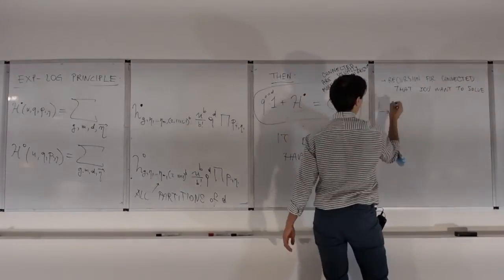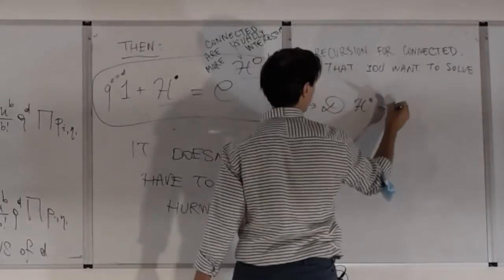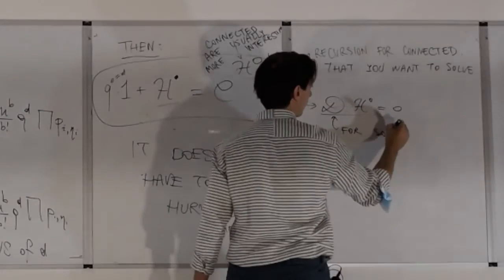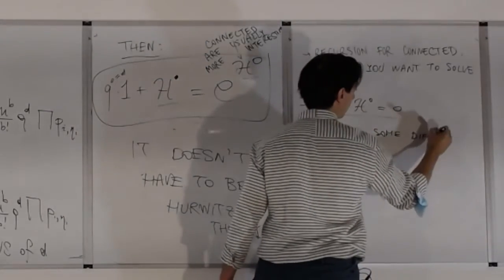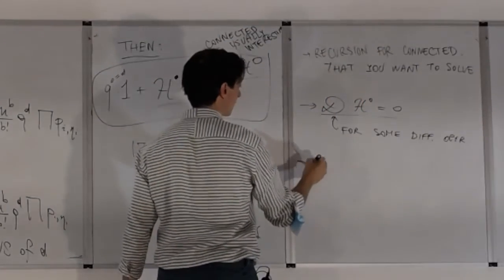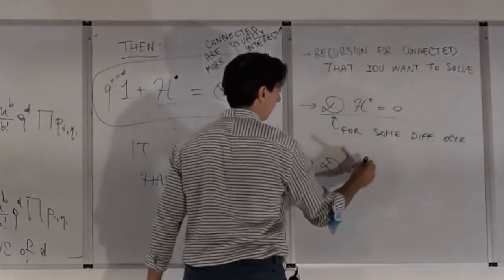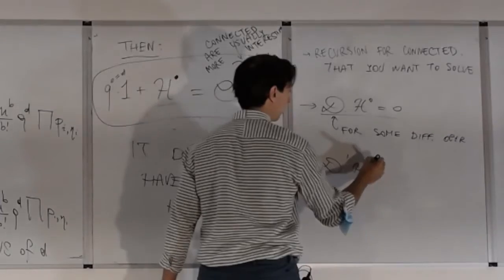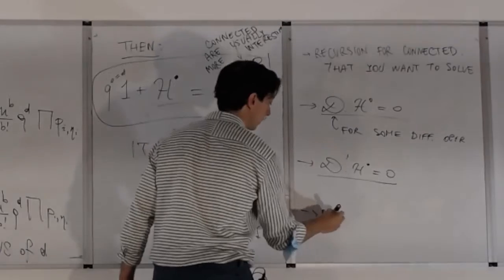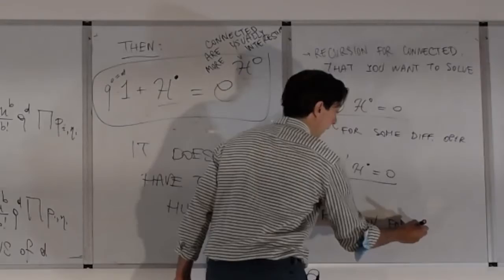Then you can transfer this as a differential operator D acting on h_0 equal to 0, for some differential operator. Aha, but now you can use this relation and get some D prime such that this is true. And then you get a recursion for the possibly disconnected ones.